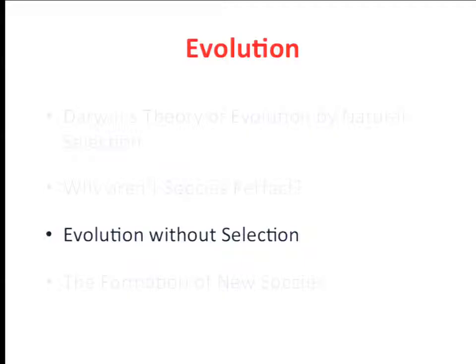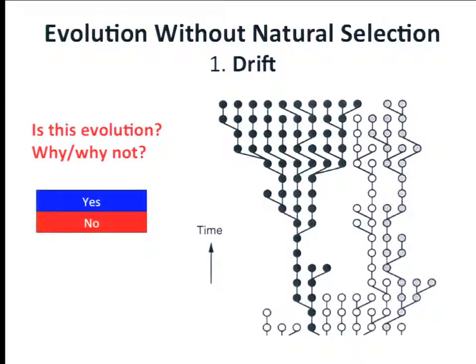You can have evolution without selection, and this is critically important. So here, I've got time working up the page. I've got 10 individuals here. Most of them are white. This one's grey. This one's black. As time proceeds, the white ones have gone, mostly black and some grey. The question is, is this evolution?